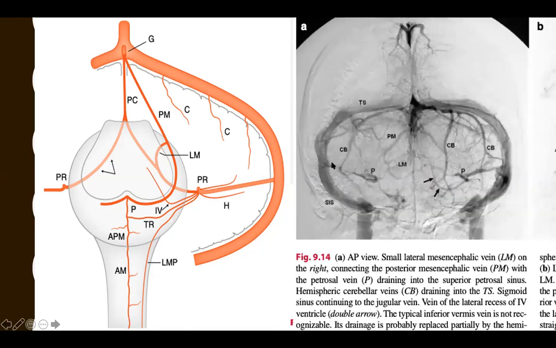So this is a DSA run where we can see the Galenic group. Here the precentral veins are not typically seen, but a slight faint shadow can be seen. So this is the posterior mesencephalic vein, and the lateral mesencephalic vein, which joins the petrosal vein. There are cerebellar veins which are seen, and the transverse sinus and sigmoid sinuses can be seen.